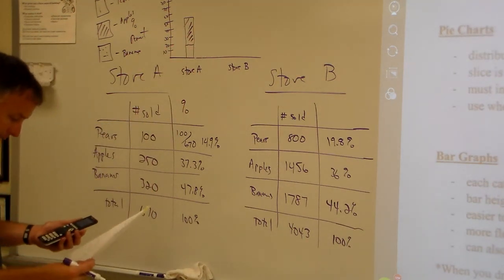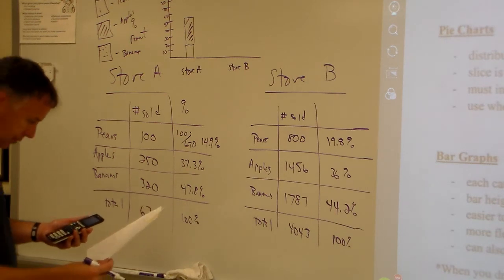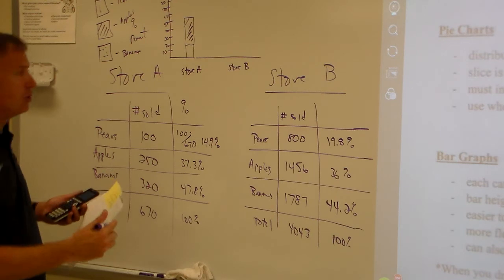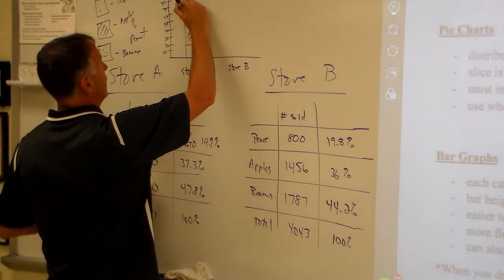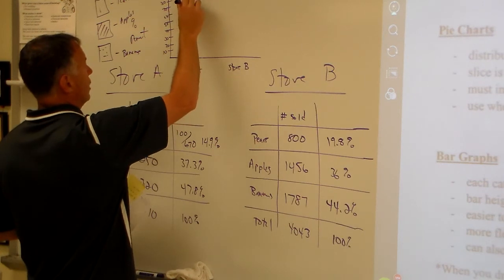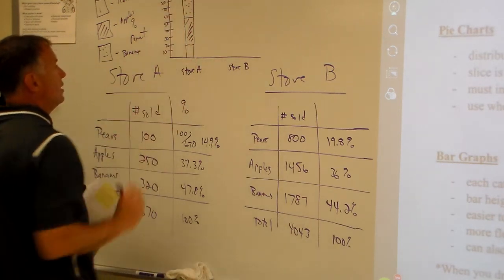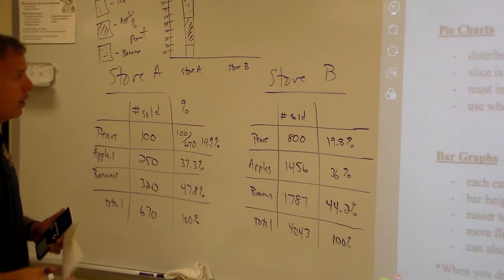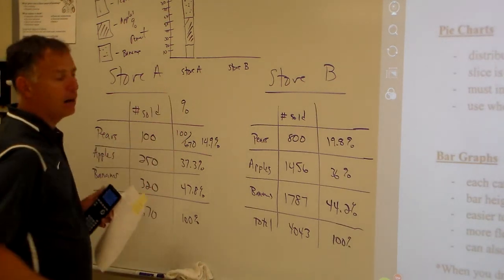And then the last one is bananas, and that's going to be 44.2. Well, guess what? That goes to 100. We know it has to be 100. You could add it into your calculator, and it would give you 100, or you could just do it like this. So there's my stacked bar for store A. I want you guys to pause the video, and I want you to make the stacked bar for store B.